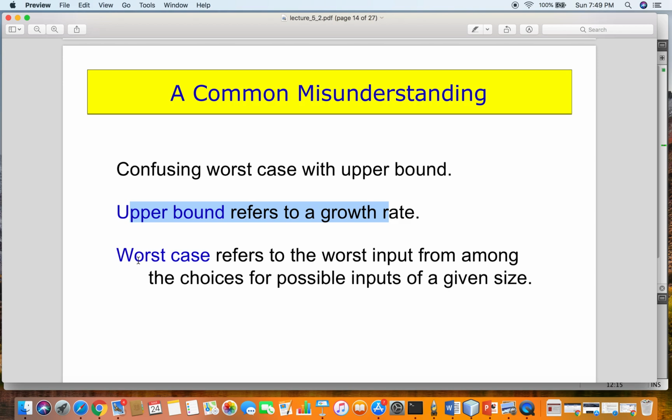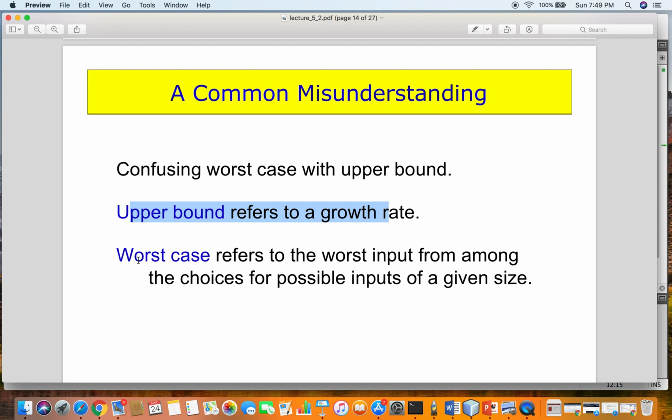Worst case is, for example, if you want to sort a particular set of numbers, and the number set is already sorted, that is the best case. If you want to sort the numbers in ascending order, but the numbers are in descending order, that is the worst case. So worst case refers to the worst input from among the choices for possible inputs of a given size. The worst input means you want the number set sorted in ascending order, but the given set is in descending order. So the worst input is the worst case.